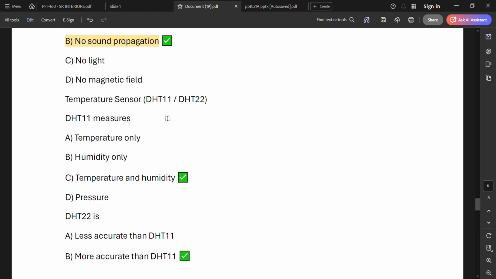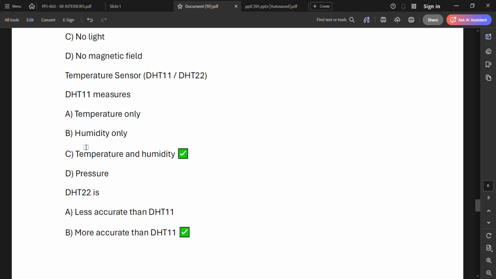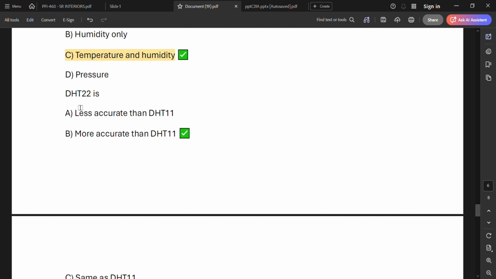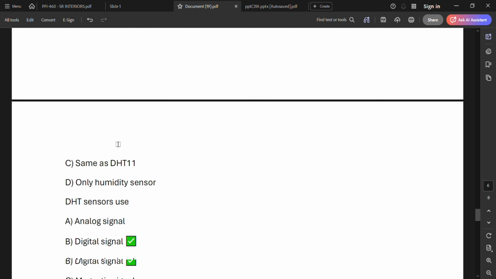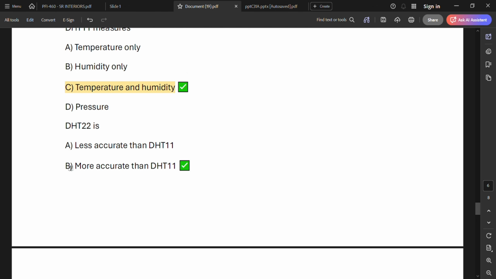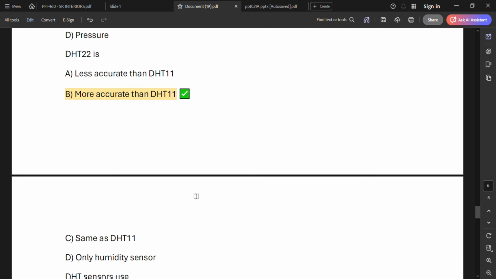Temperature sensor DHT11 measures temperature only, humidity only, temperature and humidity, or pressure. The correct answer is option number C. Next question. DHT22 is less accurate than DHT11, more accurate than DHT11, same as DHT11, or only a humidity sensor. The correct answer is option number B, more accurate than DHT11.